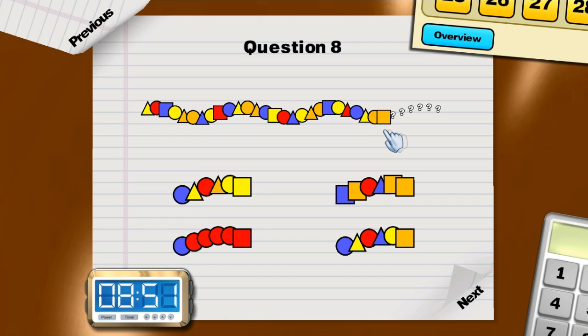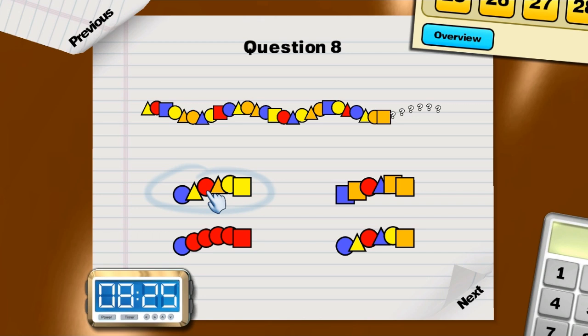So again here, another pattern one. Very clear pattern here. Triangle, circle, square, circle, and repeating again. Triangle, circle, square, circle, triangle, circle, triangle, circle, square. We know it's going to be one of the ones with the circle, and then it's going to be the one that carries on the pattern. Triangle, circle, square. It's going to be that one.